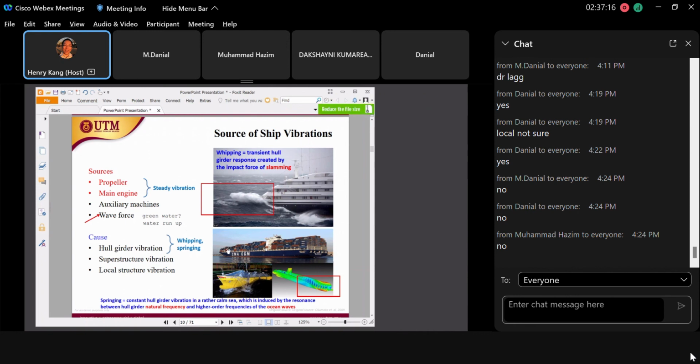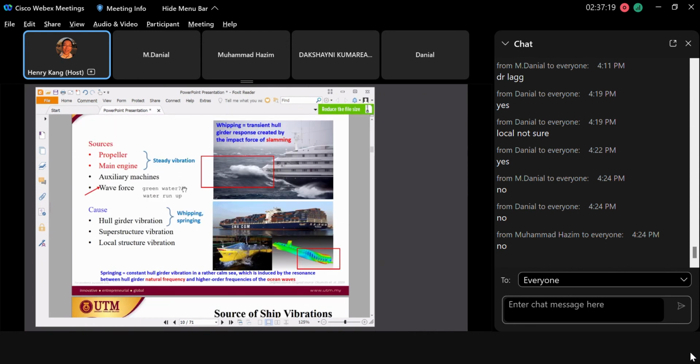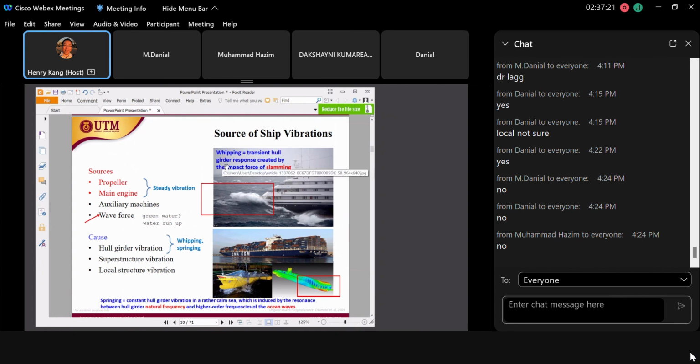As you can see, the green water will cause a very strong impact force on the ship structure. The important one is the so-called slamming. Do you know what slamming is? Any idea? Imagine you use your hand or your palm to hit the water surface. Will you feel something a little bit painful?